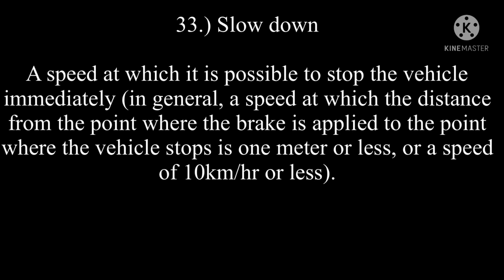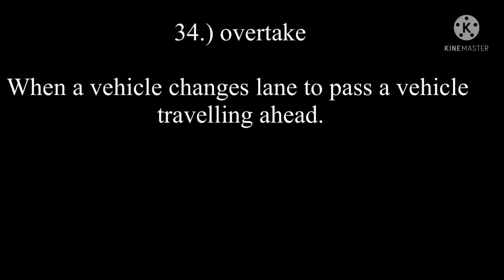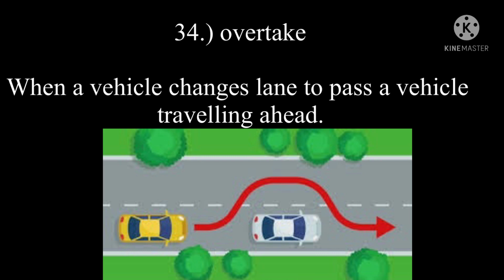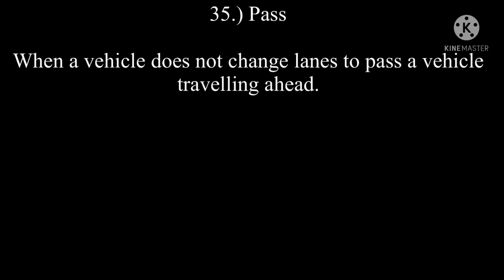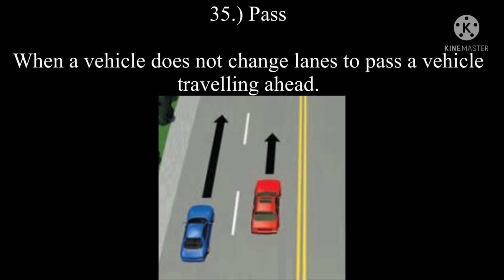Slow down. A speed at which it is possible to stop the vehicle immediately. In general, a speed at which the distance from the point where the brakes are applied to the point where the vehicle stops is 1 meter or less, or a speed of 10 kilometers per hour or less. Overtake. When a vehicle changes lanes to pass a vehicle traveling ahead. Pass. When a vehicle does not change lanes to pass a vehicle traveling ahead.